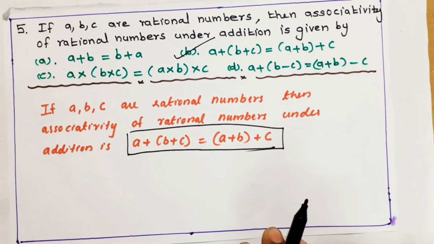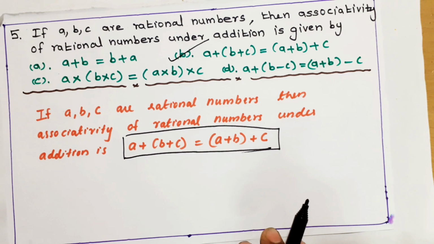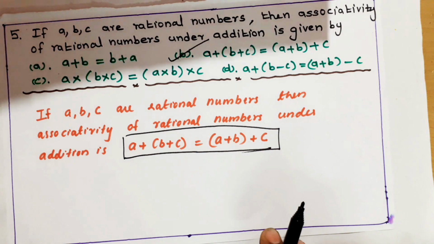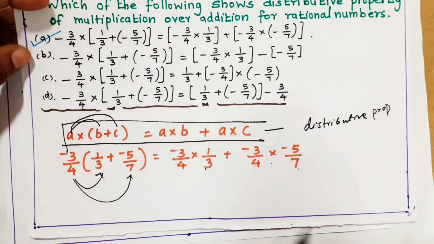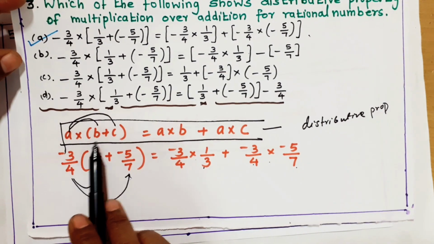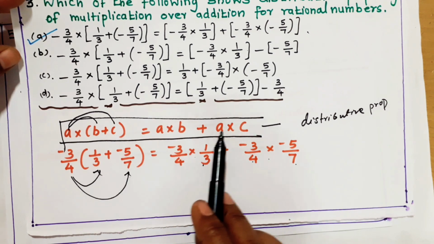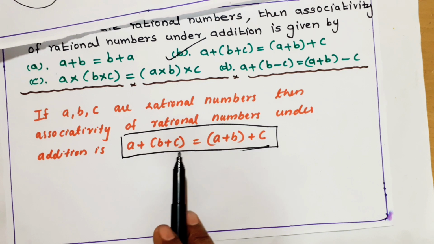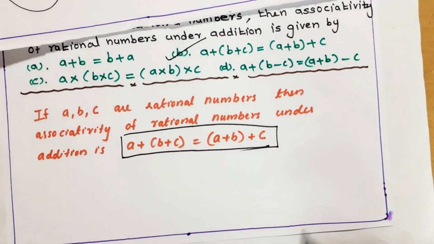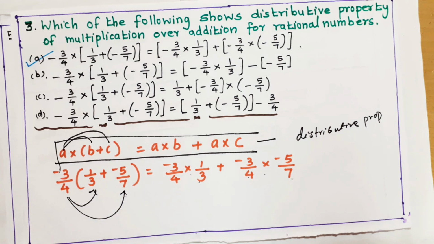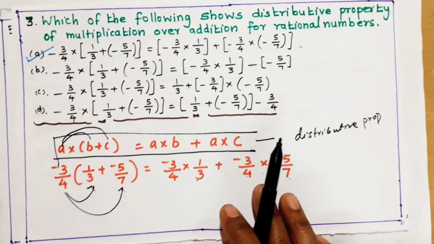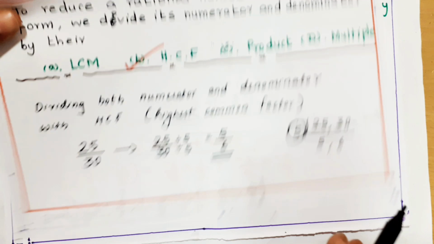So today I told you two important properties. One is called associative property, the other one is called distributive property. Distributive property is A into (B plus C) is A into B plus A into C. But associative property is A plus (B plus C) is (A plus B) plus C. Clear? Then I told about the HCF, how to reduce the number to a standard form. I hope you understood this.